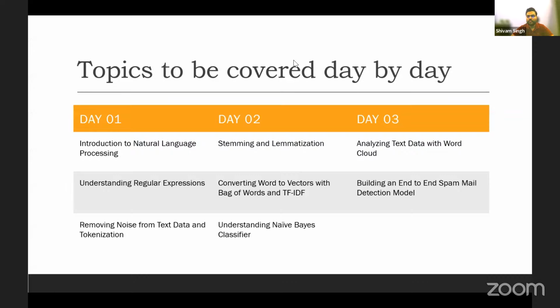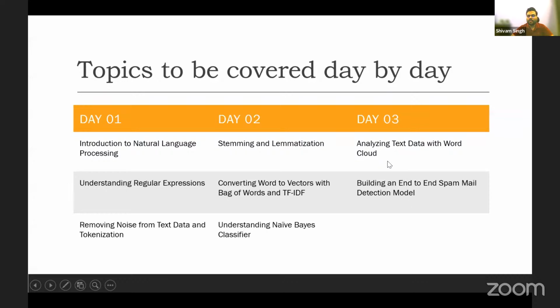Because for making a prediction, at the end of the day, my model will predict whether any new mail is a spam mail or a valid mail. So for making that particular prediction, we need a machine learning algorithm. We are going to discuss that algorithm on day two.